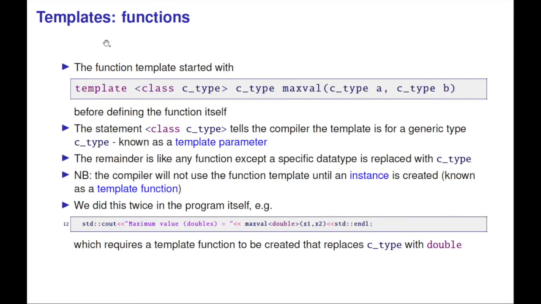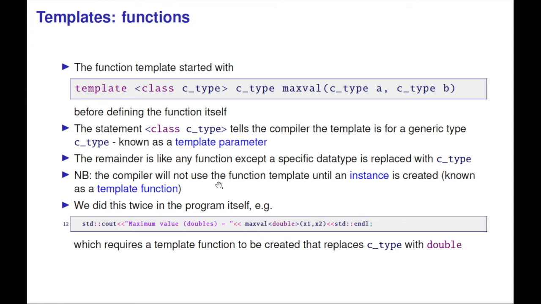The function template started clearly with the statement that it was a template. It had a class argument. Again, the angle brackets are used there, and the rest goes through as normal. The angle bracket statement tells the compiler the template is for a generic type C-type, which is known as the template parameter. The remainder is like a function, except the data type is replaced by C-type.